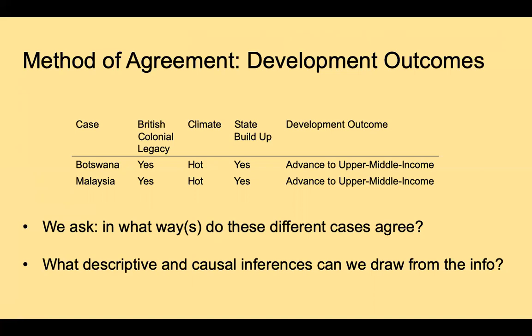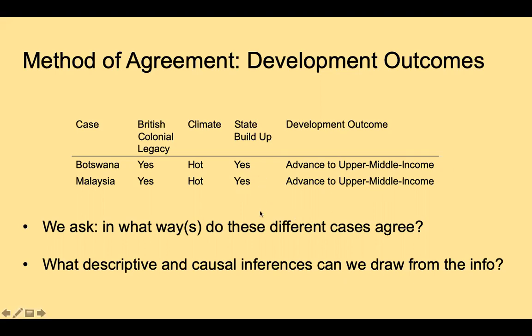We ask how do these cases agree. And specifically, we say, how do these different cases agree? What is it that they have in common that could explain their similar outcome? And then in turn, what inferences can we draw from the info regarding the role of these different variables in shaping development?